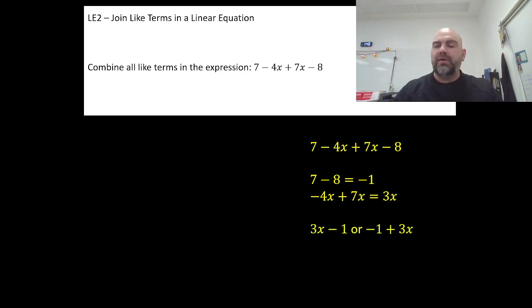And then our final answer could look like 3x minus 1 or negative 1 plus 3x, as long as the negative is in front of the 1 and the 3x is on its own. So we have to make sure that the two pieces have the right sign in front, but we can mix around where those pieces are.